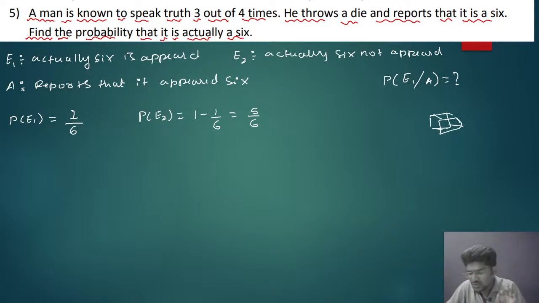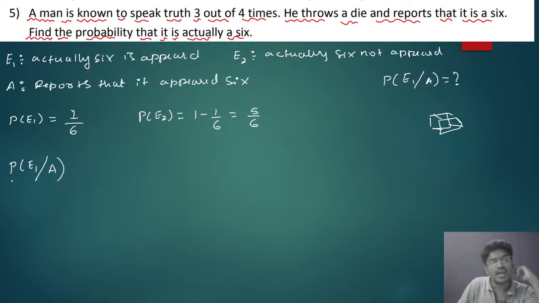On this dice, 6 will be present on one face. That will be 1 out of 6. And there will be 5 faces with no 6's. That will be 5 out of 6. Okay. So now probability of E1 is 1 by 6. Probability of E2 is 5 by 6. Clear? Now I want to calculate the probability that actually he speaks truth, given that he already reported 6 appeared.